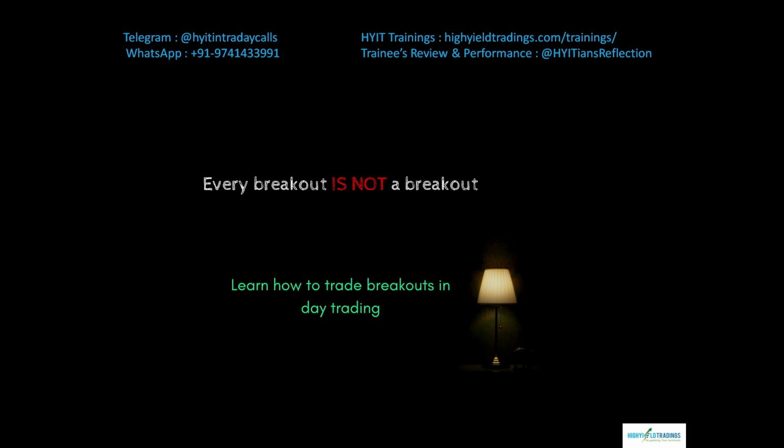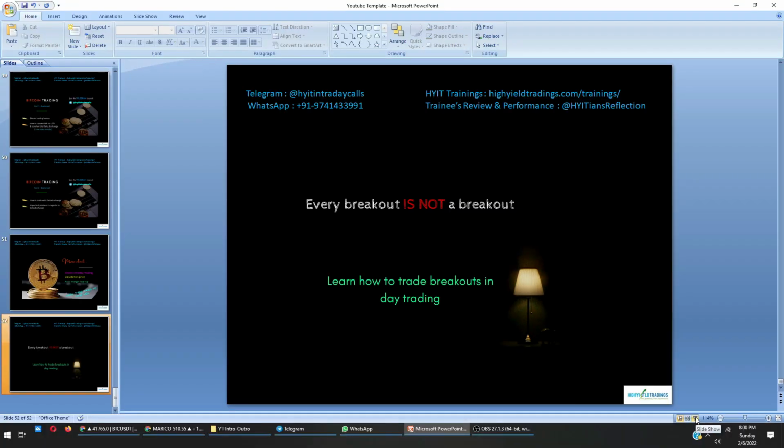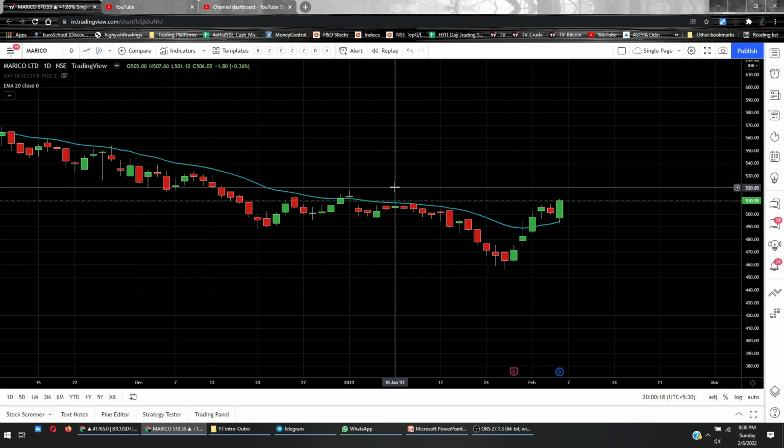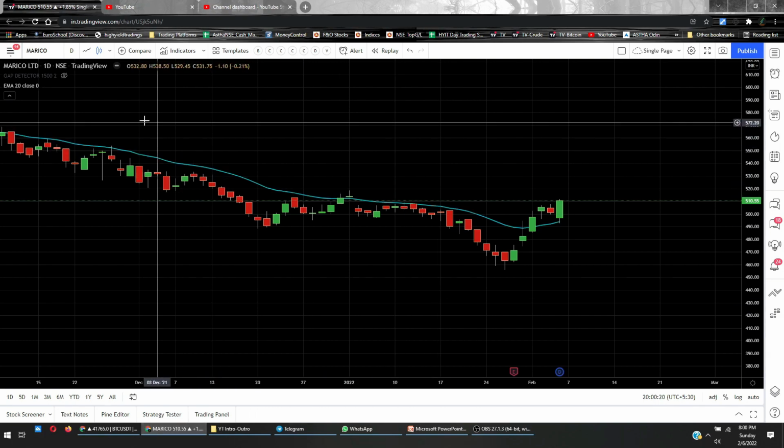Now, coming back to the breakout part, let me take you to the chart and show you the thing there so that you are more clear on what I want to convey. Getting onto the charts here, I have already taken a best case scenario. This is a 1 day time frame of Mariko. You can see it in the left top corner here. The script is Mariko and it is a 1 day time frame.